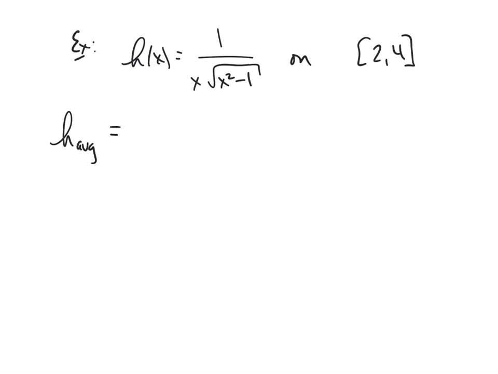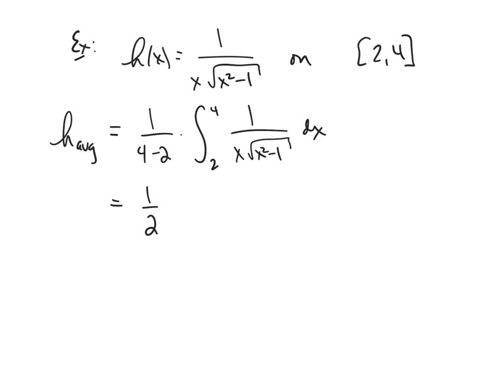So we'd have the average of h being 1 over b minus a. So in this case, that's 1 over 4 minus 2 times the definite integral from 2 to 4 of the function 1 over x times the square root of x squared minus 1 dx. Okay? Now, of course, 4 minus 2 out front just gives us the width of the interval. So essentially, we're just dividing by 2. But then what we have to do is integrate 1 over x times the square root of x squared minus 1.